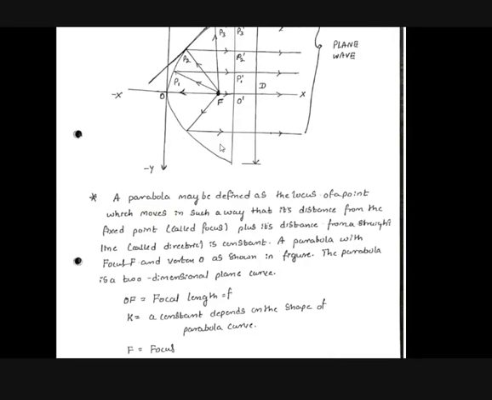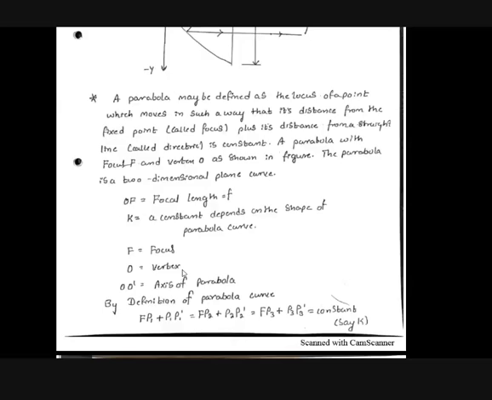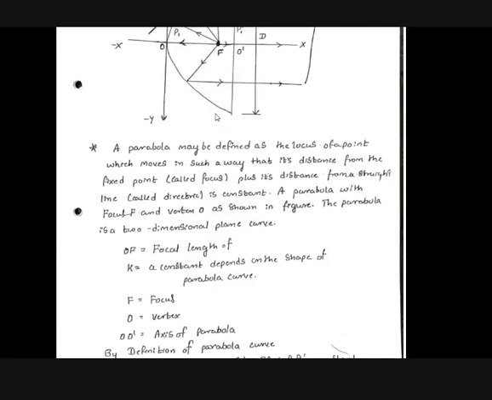Now, this is a two-dimensional plane curve, which could be represented by this equation. Remember, FP1 plus P1P1 dash. See here, F is the focus, this is P1, and this is P1 dash. Its distance from the fixed point is FP1, plus its distance from the straight line, which is P1P dash. This is what we have written here.